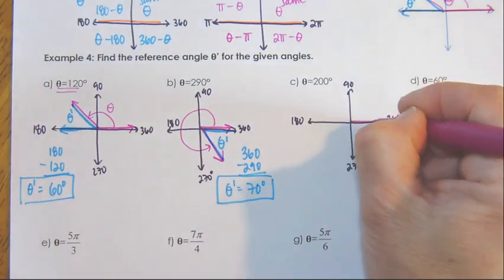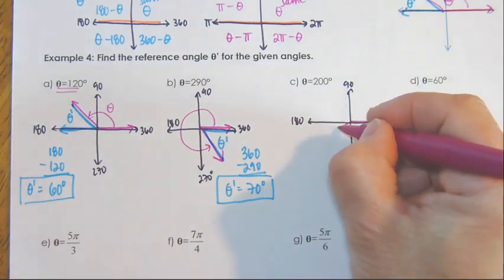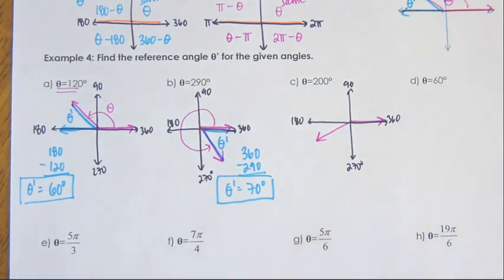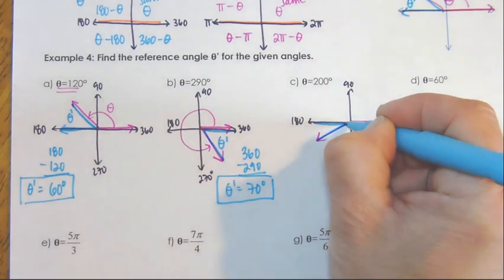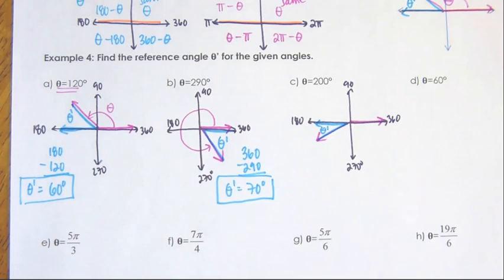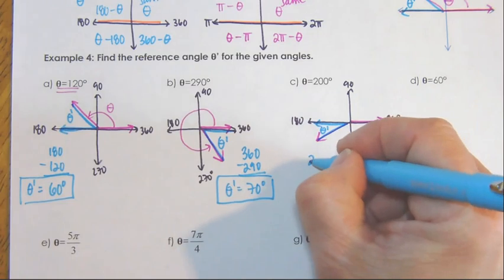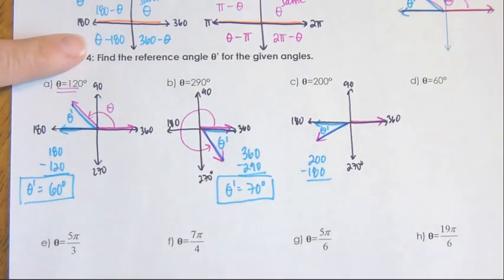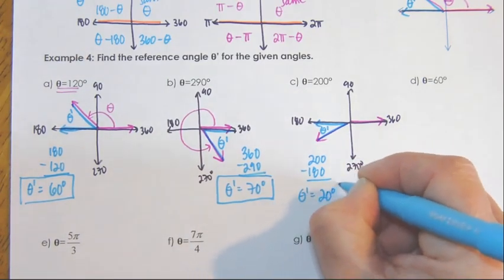I'm going to start where they all start. 200 is bigger than 180, so it's going to go to about right there. So there's my angle. My reference angle has to touch the terminal side and it has to touch the x-axis. So it's right here. There's my reference angle. Do you see how the actual angle is bigger than 180? So I'm going to do the angle, which was 200, minus 180. So that's what I was doing right here. That gives me the reference angle is 20 degrees.